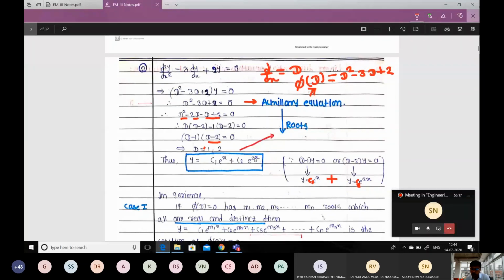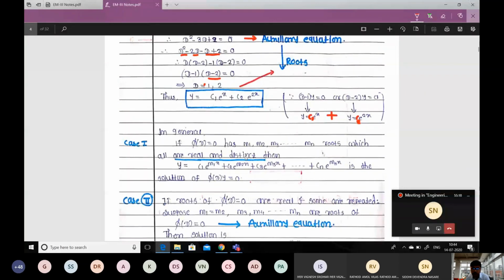So there are 4 possibilities. The first possibility is that the roots are real and distinct. Here we can see roots are real and distinct. That's why we are writing the solution in this way. But what about roots that are real and repeated? What about roots that are complex, and what about roots that are complex and repeated? So there are 4 cases that we are going to study now.